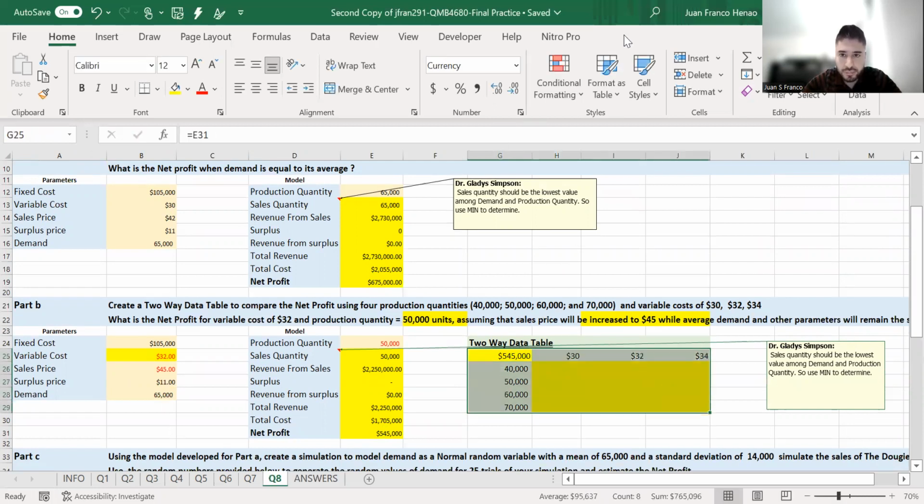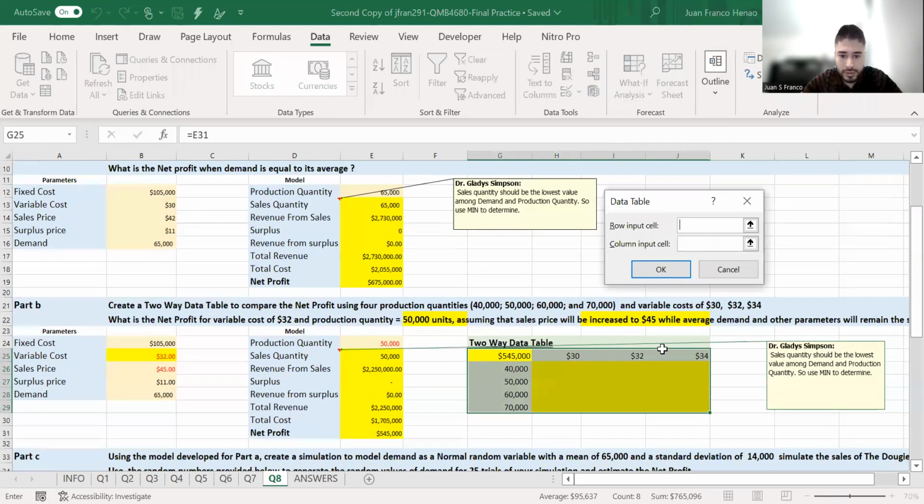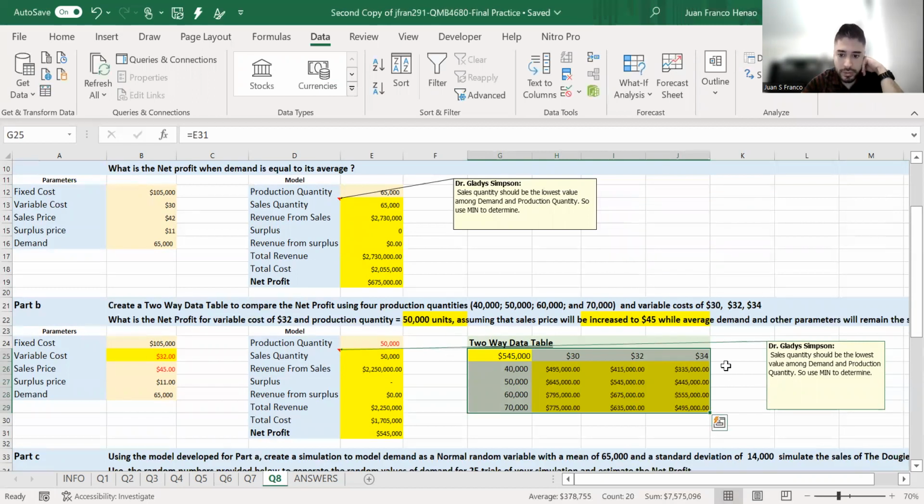And now we can select it in the table, go to data, what if analysis, data table. For the row input, this is the variable cost. So let's reference it here. And the column is the production quantity, which is this one, production quantity. Okay, let's click OK.